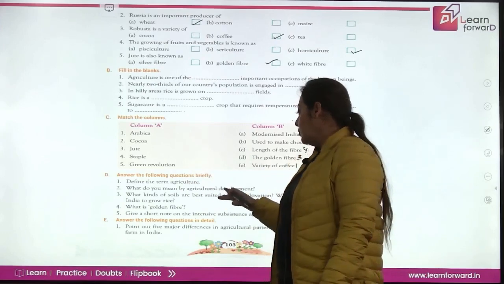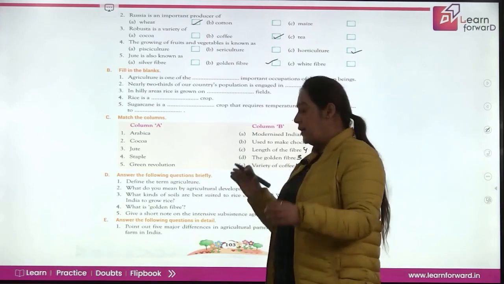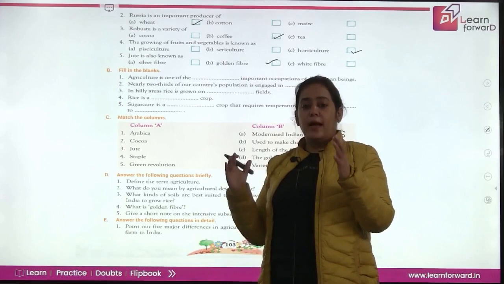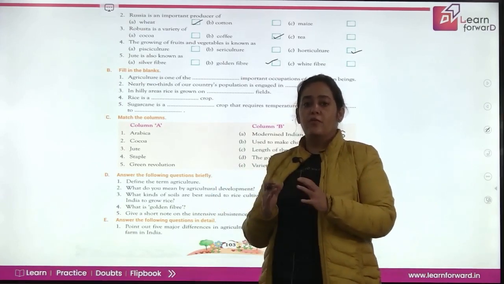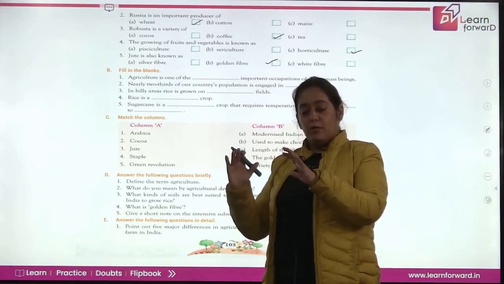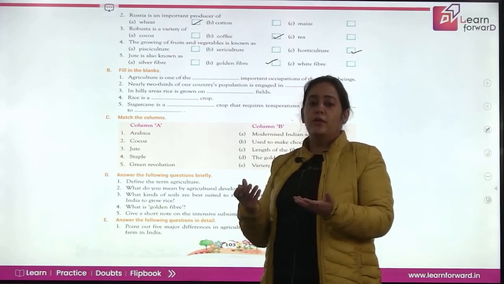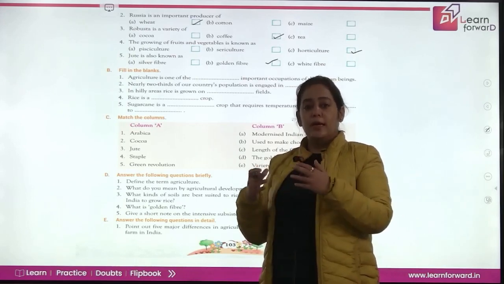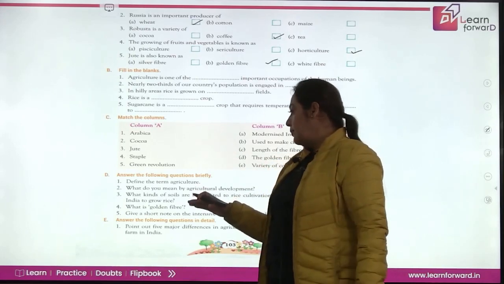Give a short note on intensive subsistence agriculture. In intensive subsistence agriculture, a small area of land is provided to the farmer for growing the crops that can actually help in his subsistence. Now let's come to the next question.